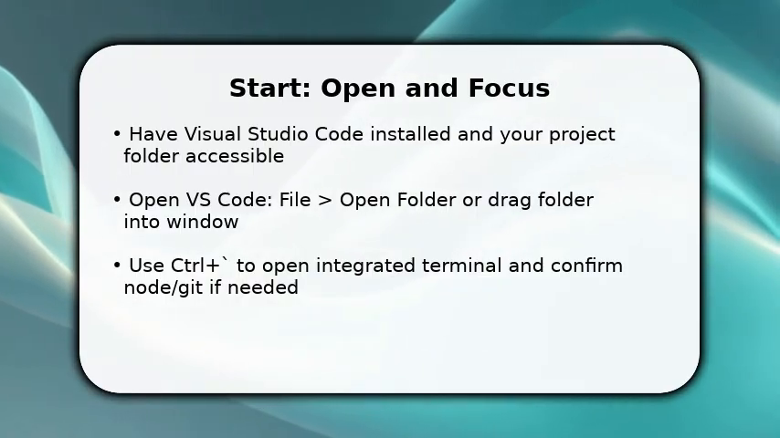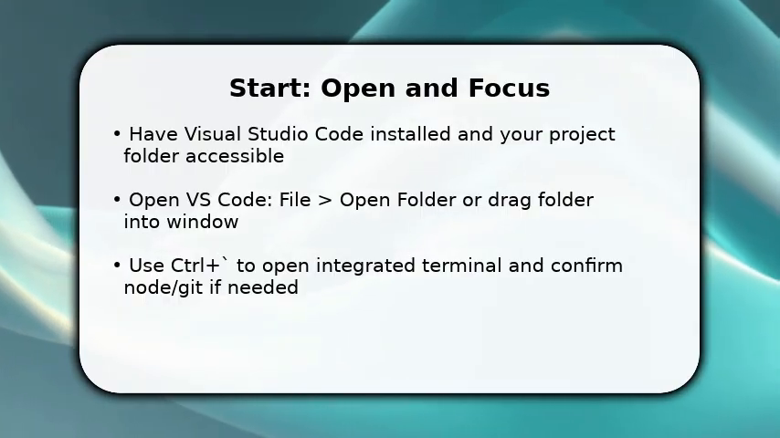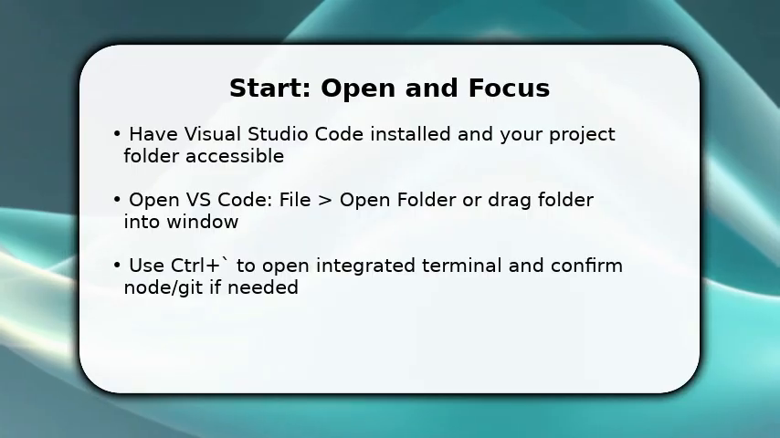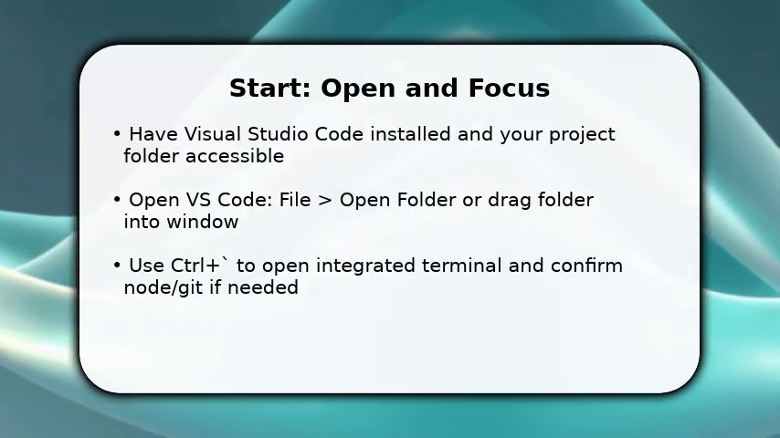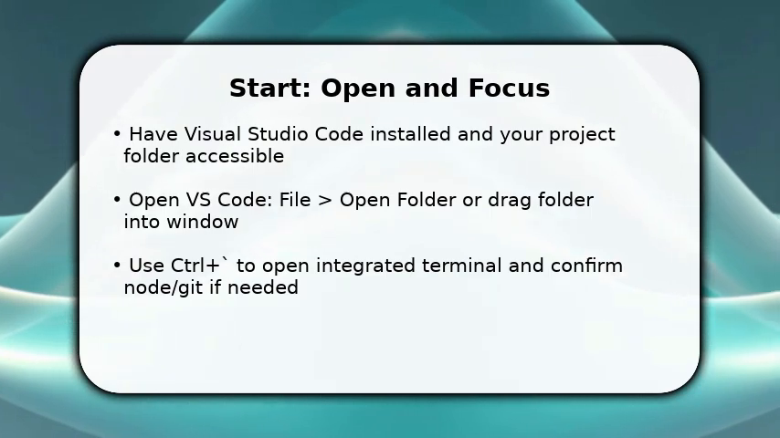Make sure you can run basic commands like git status or node -v. If those fail, the terminal will show why. This approach saves context switching and gives you immediate feedback as you navigate files. You'll move faster when you rely on quick commands instead of clicking.